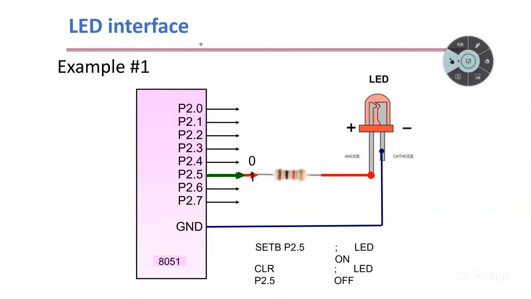And the positive wire, you can connect to any one port. Which port do we use here? Port 2. Which pin of Port 2 did we connect? P2.5, that is the 6th pin, because counting starts from 0. Not only P2.5, you can also connect P2.0 or P2.1.